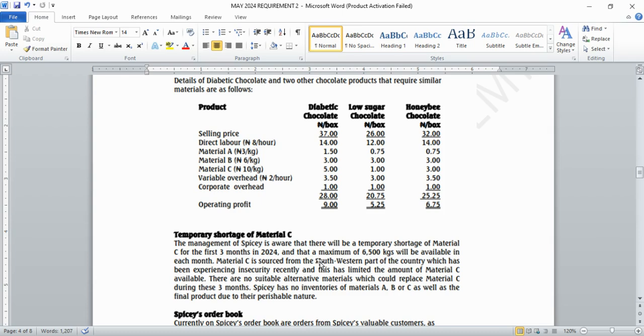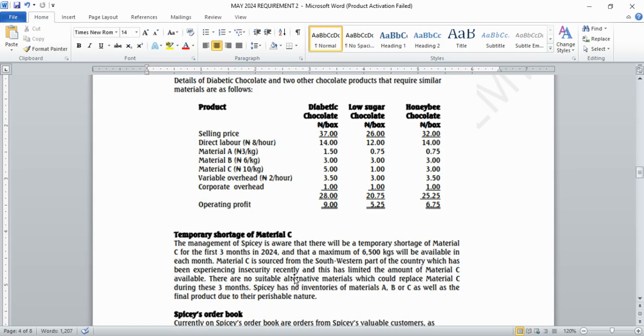So for the first 3 months, there will be a temporary shortage of material C, and the material C will only be 6,500. We only have 6,500 kg of material C in each month. That means month one, 6,500, month two, 6,500, month three, 6,500. And this material C, they're taking it from the southwest part of the country, and there's a lot of insecurity, and they don't have any other material they can use to replace it. You could have advised them to use material C by force, but they don't have any substitutes. And aside from that, they don't have inventories as well. You understand? So this is something that we can talk about.